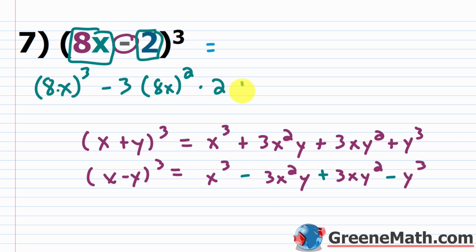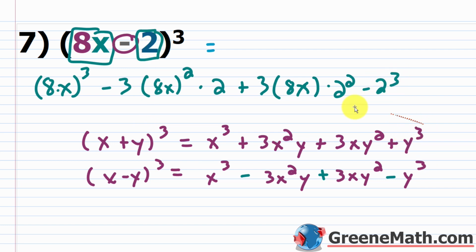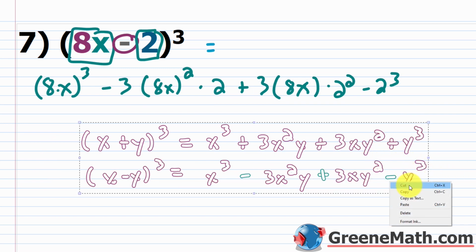Then plus, we have our 3 multiplied by, what is x? It's whatever's in the first position, so this is 8x, and then times your y being squared. Why is that 2 there? It's whatever's in the last position, so that's going to be 2 squared. Let me put that out like this, so 2 squared. And then finally minus y being cubed. Well, again, y represents what's in the last position, so this is 2 being cubed, okay? Let me cut these formulas away. We'll use them on the next one.